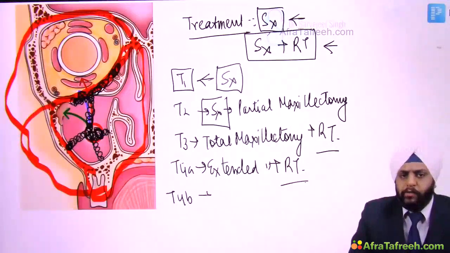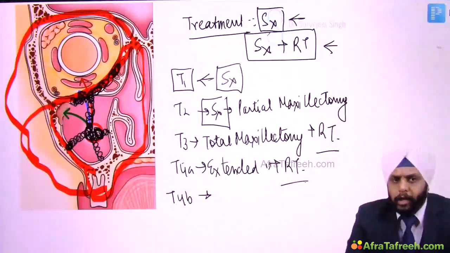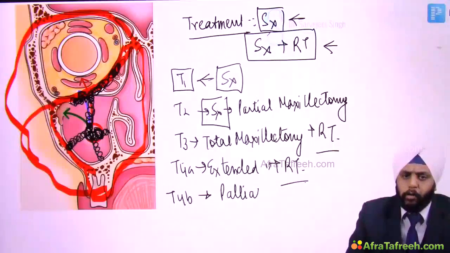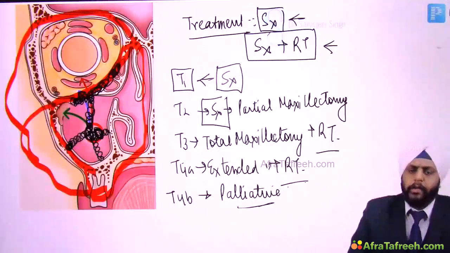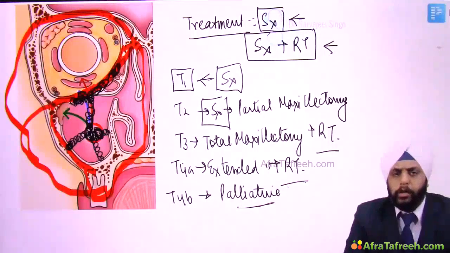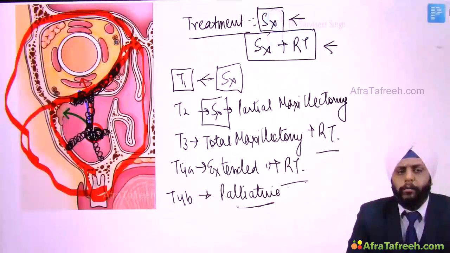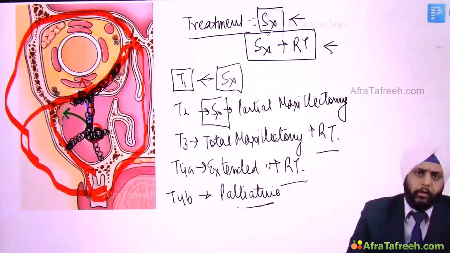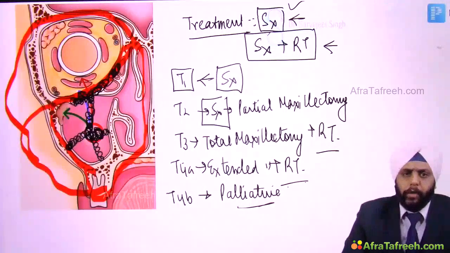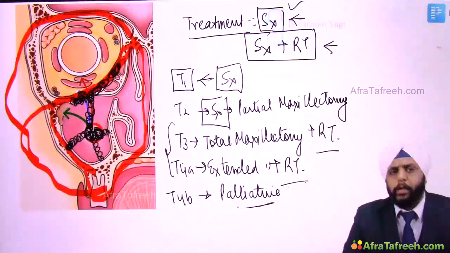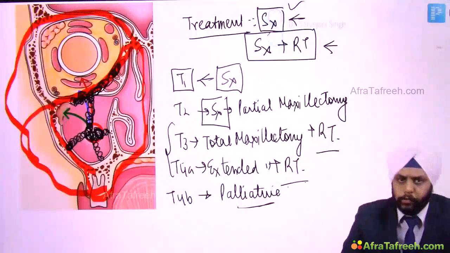T4B is generally only palliative therapy, especially if it has gone intracranial. Okay, you give palliative therapy. That is the treatment generally done for T4B stage. So this is how we treat the maxillary sinus carcinoma. Okay, so you see, surgery alone is only in the initial phases, but mainly we give surgery plus radiotherapy as the treatment for maxillary sinus carcinoma.